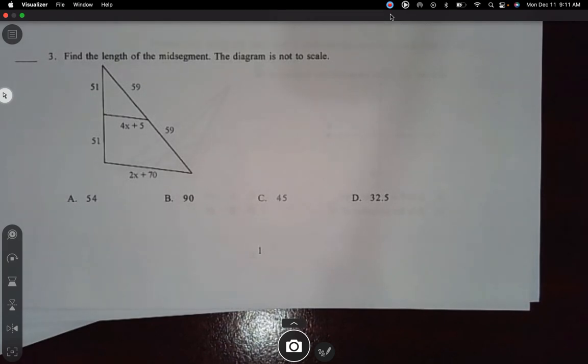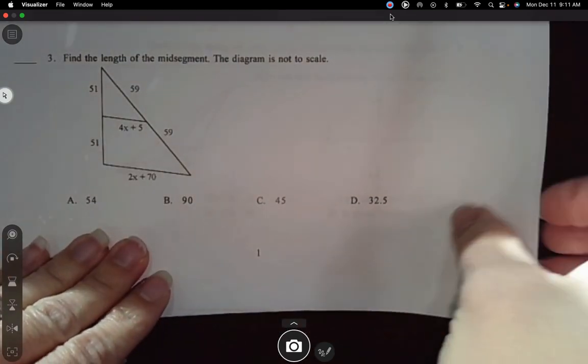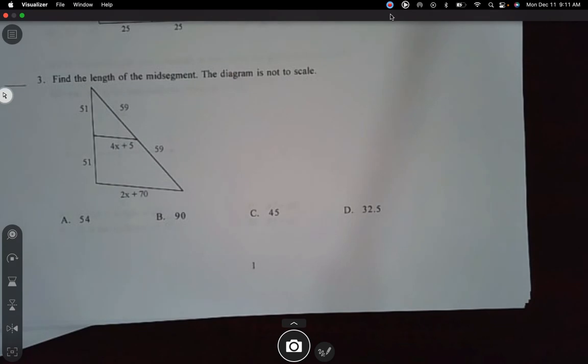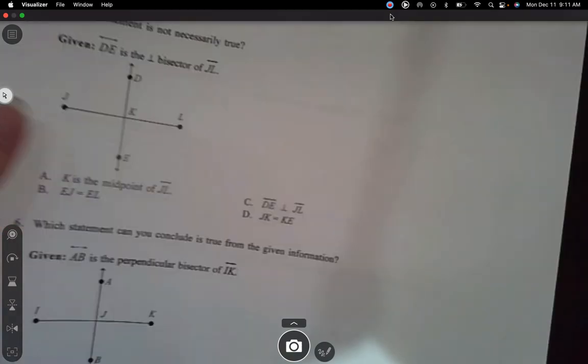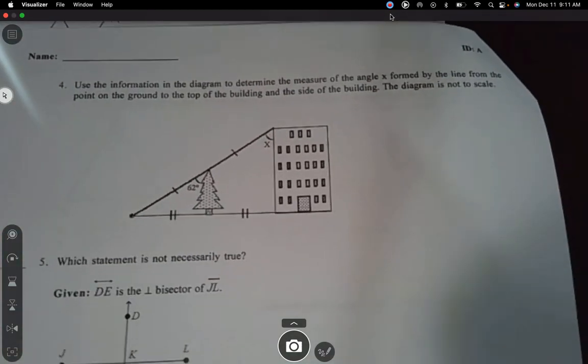All right. Oh, I forgot. I don't have to go up there. I can write on this. Number 4. I'm just going to write on here.